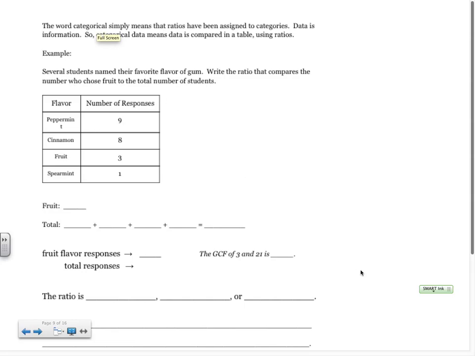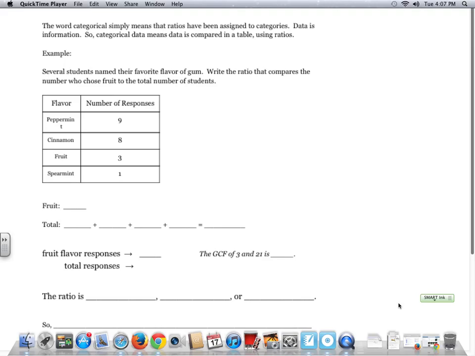All right, one more thing you know to become ratio experts, which you will be soon. We are going to look at using ratios to explore categorical data. Don't let the word scare you. The word categorical simply means that ratios have been assigned to categories, just a way to organize things. Data is information, so categorical data simply means that data is going to be compared in a table, and we're looking at them in ratio form.